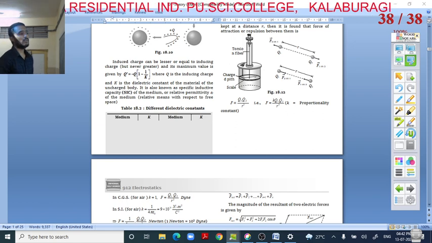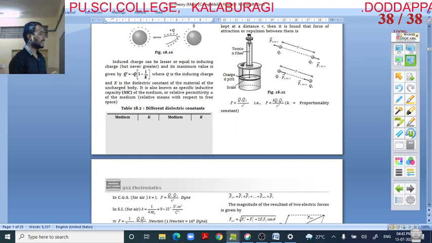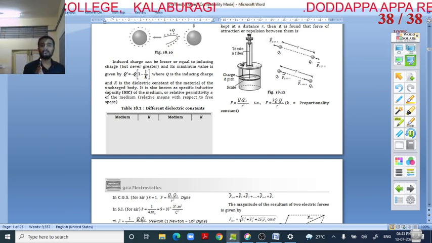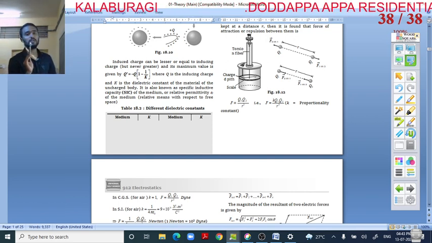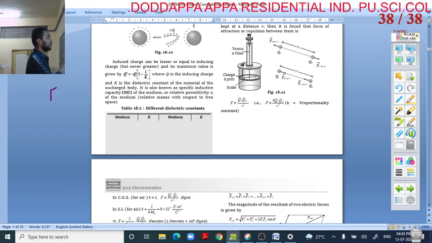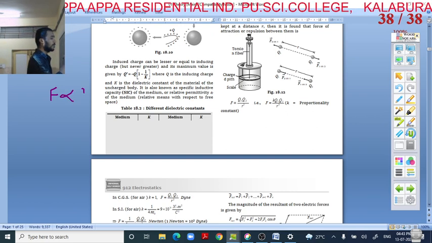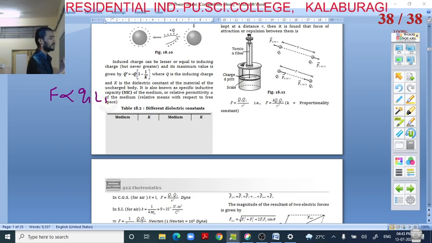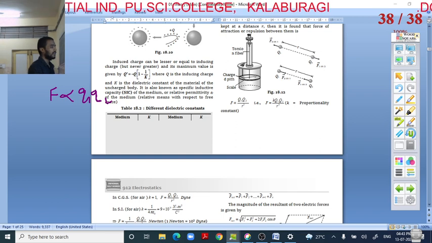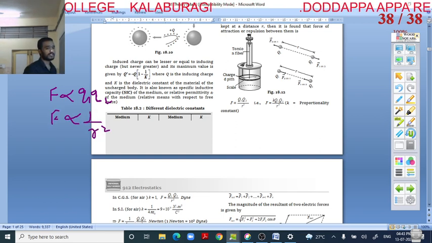The next important concept is Coulomb's law. See what Coulomb has given. Coulomb has given a law to find the force of attraction or repulsion between two point charges. That is, the force of attraction or repulsion between two point charges is directly proportional to the product of the charges and inversely proportional to the square of the distance between them.